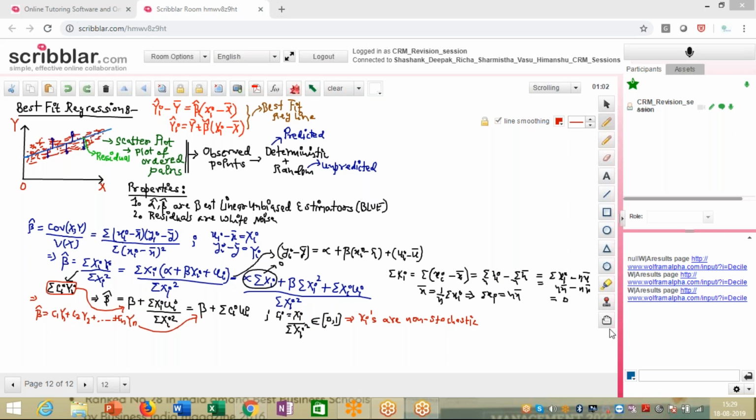Tanmay, I have a question. This equation, beta cap is equal to summation of xi plus beta xi square plus summation xi, that is mu i, right?